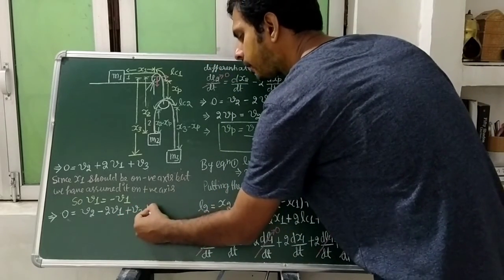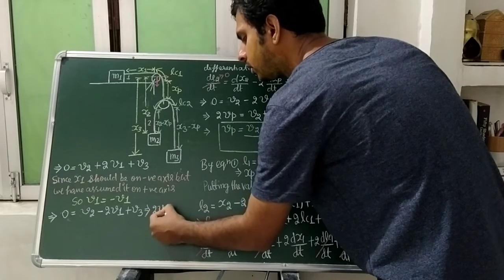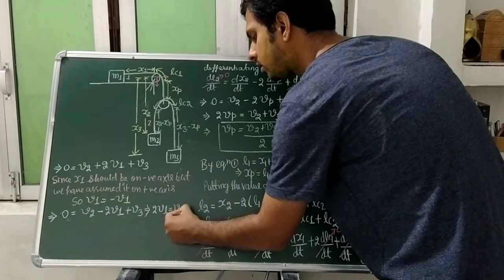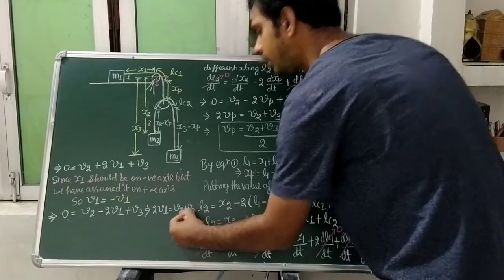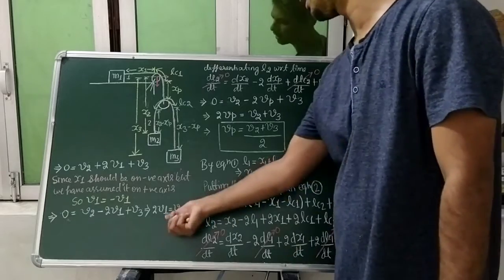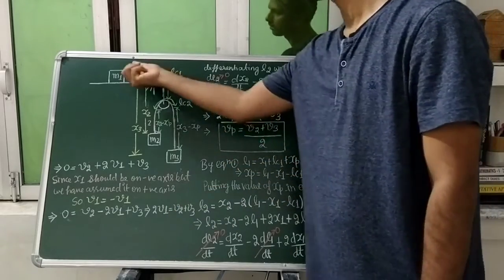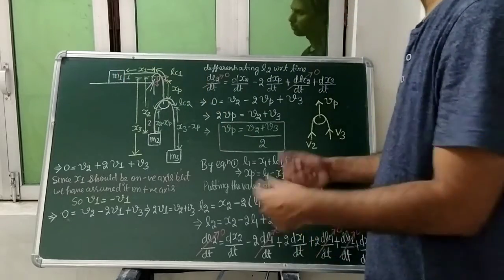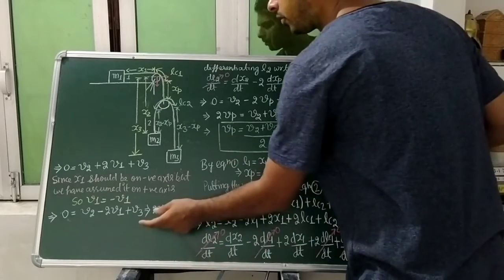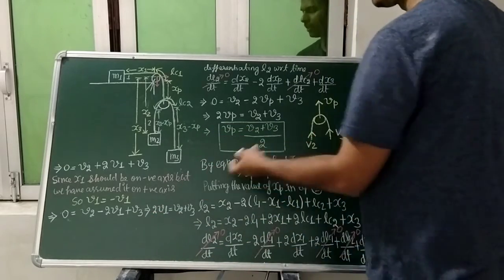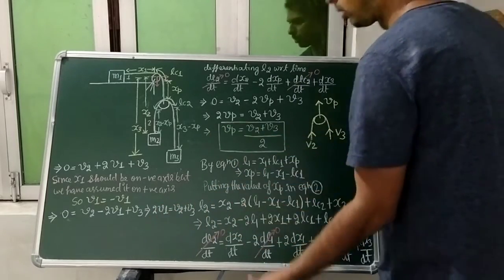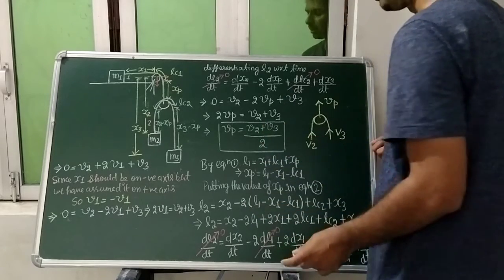Or we can say twice of v1 should be equal to what, students? Twice of v1 should be equal to v2 plus v3. Don't get confused between v1 and this xp. xp is different and v1 is different. And of course, the velocities v1 and vp should be the same, isn't it? We are getting the same expression. v1 should be equal to v2 plus v3 divided by 2, and vp should also be v2 plus v3 divided by 2.